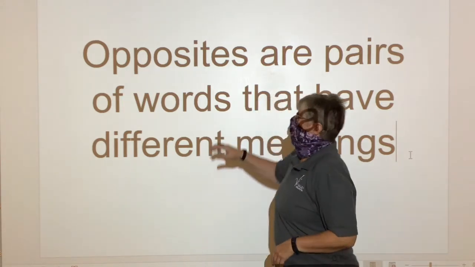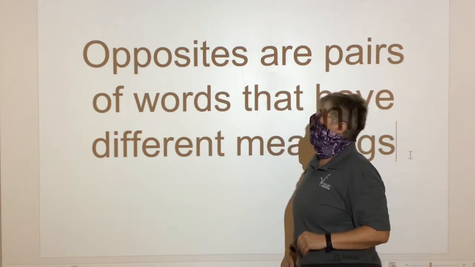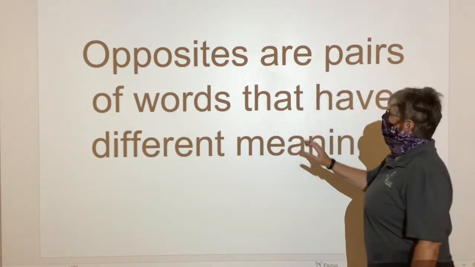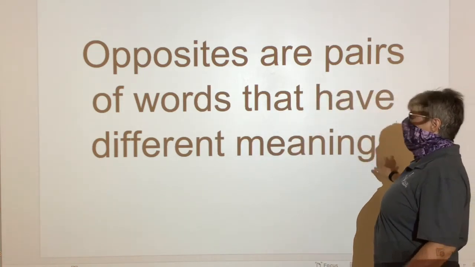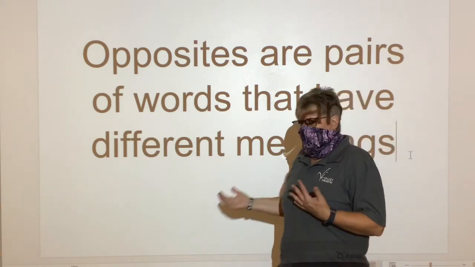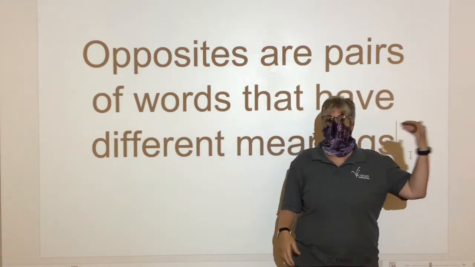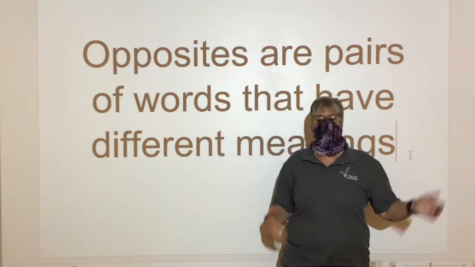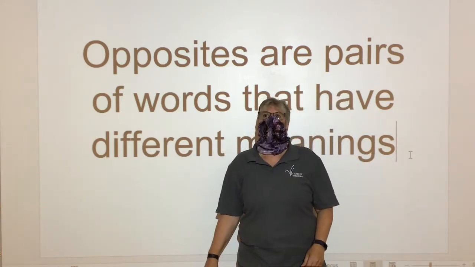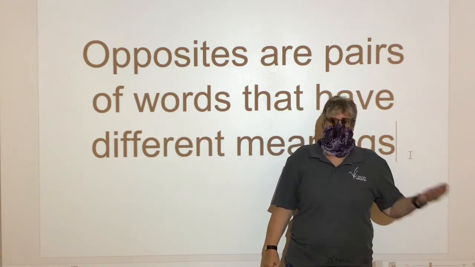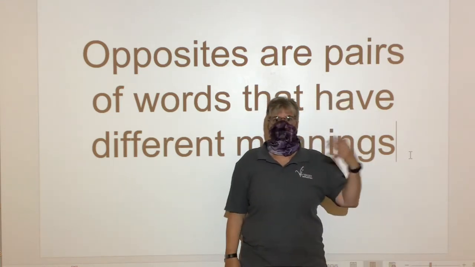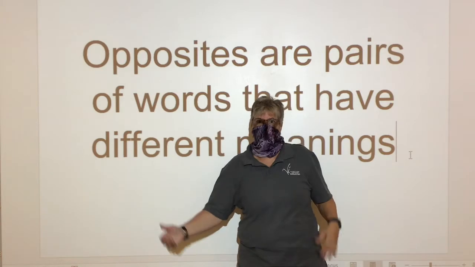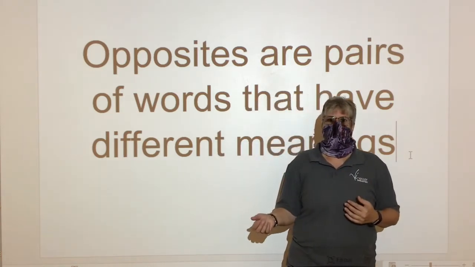Today, we are going to talk about opposites, okay? Opposites are pairs of words that have different meanings. Now, I'm going to give you a couple examples, like boy, girl. The opposite of boy is girl. He, she, dog, cat. Those are all opposites of each other.